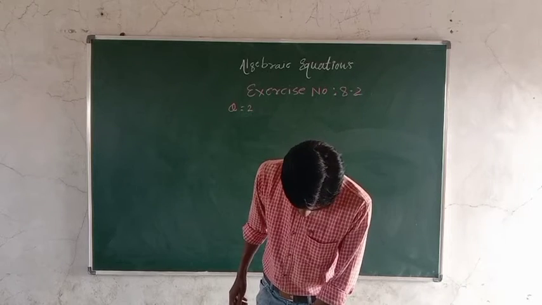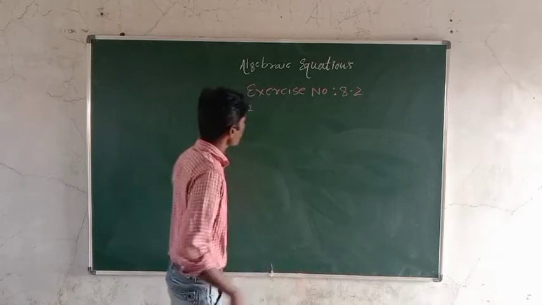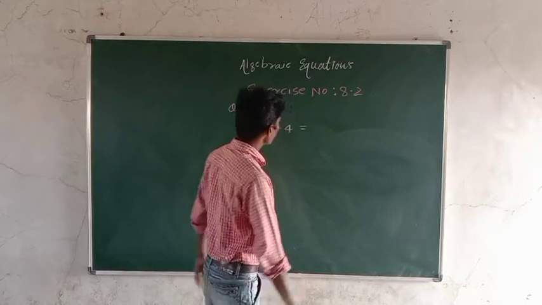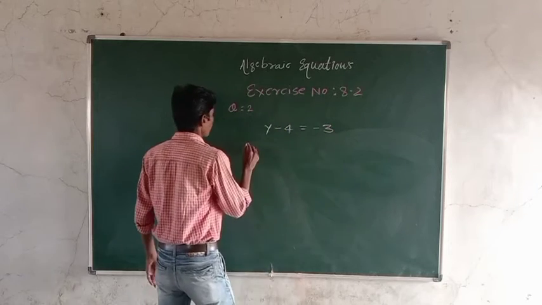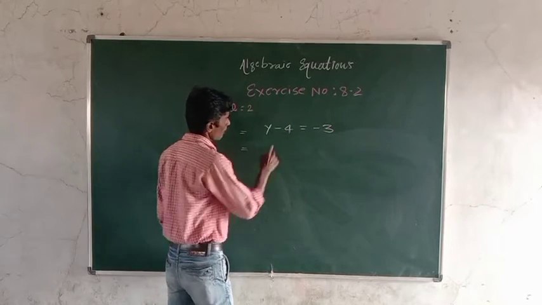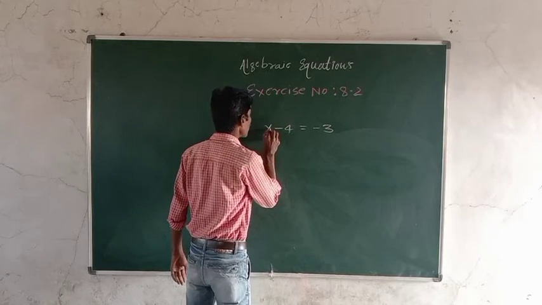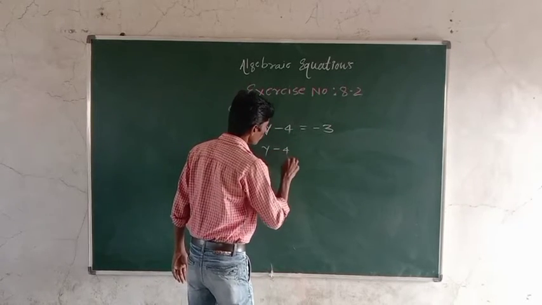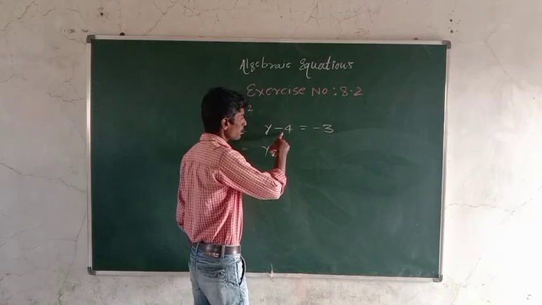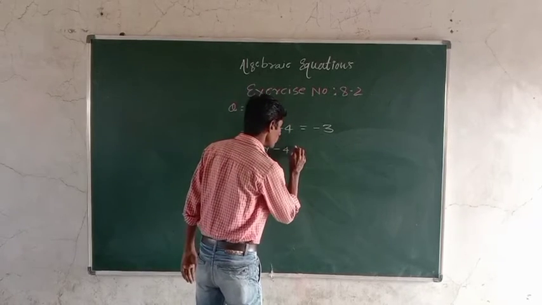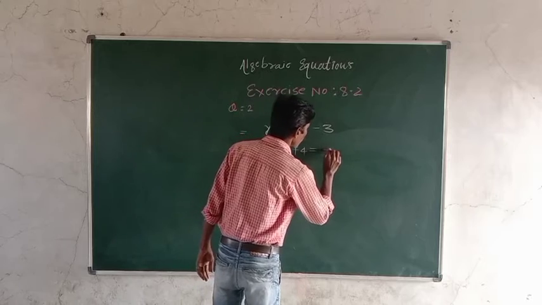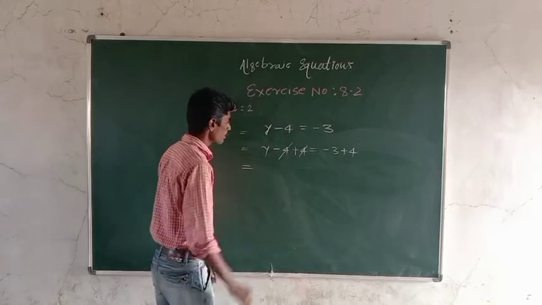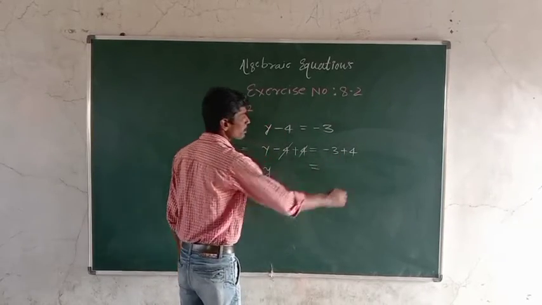y minus 4 is equal to minus 3. There is a minus sign, or we can say that there is a subtraction of 4 from y. So y minus 4, and to remove this 4 on this side, we have to add 4 on both sides: minus 3 plus 4. Plus 4 minus 4 will be cancelled. y is equal to minus 3 plus 4.